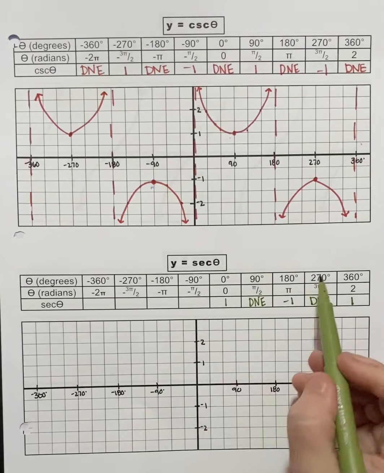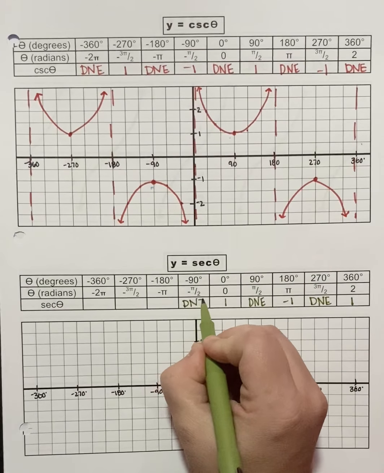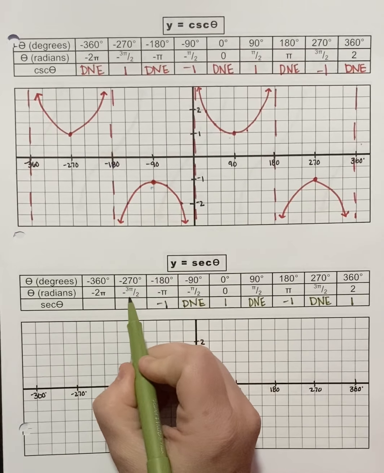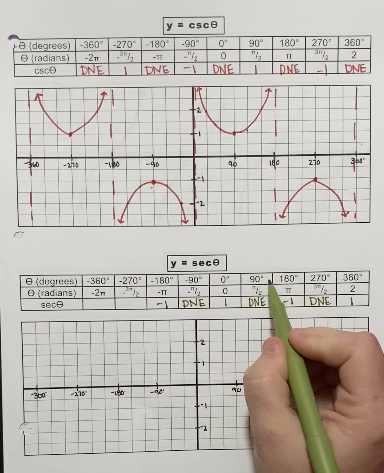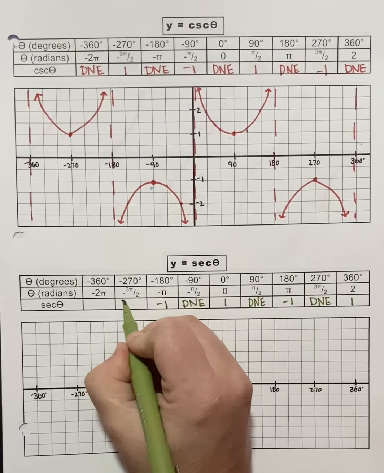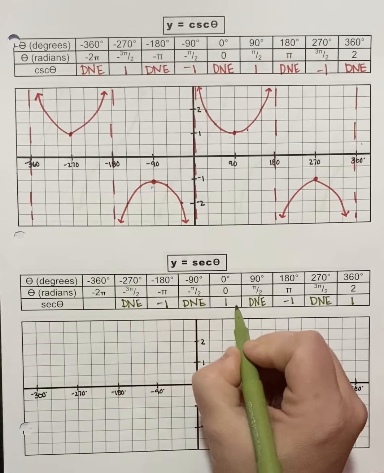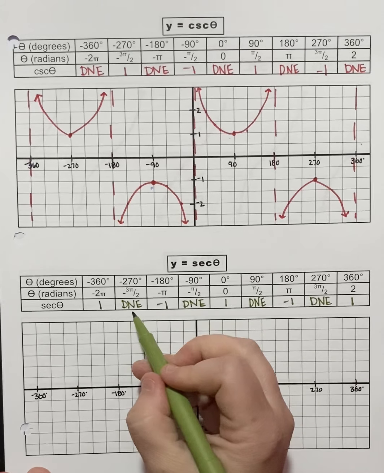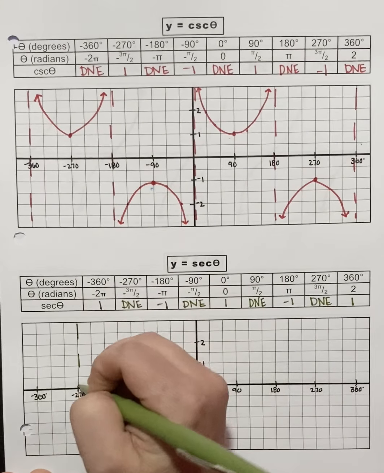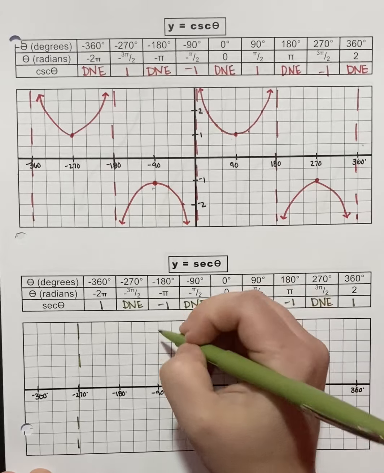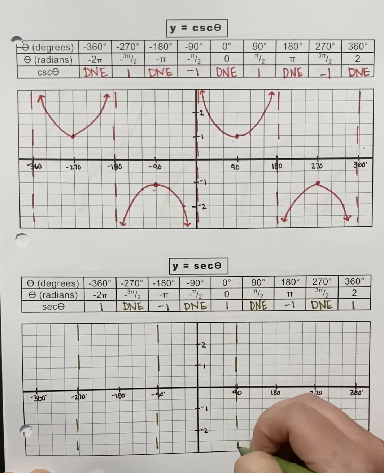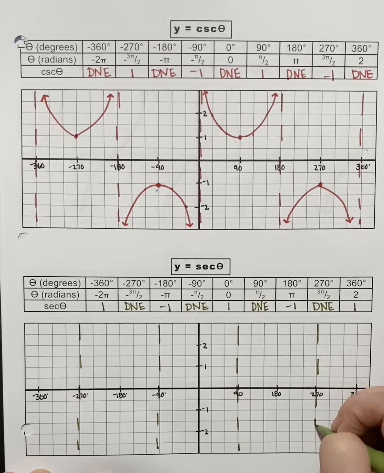All right, negative 90, same thing as 270, so that does not exist. Negative 180, same thing as positive 180, so that's negative 1. Negative 270, same thing as positive 90, which does not exist. And negative 360, the same thing as 0, which is back to 1. So anytime we see these DNEs, we've got vertical asymptotes once again. So let's start at negative 270, vertical asymptote at negative 270. Then our next one is sitting at negative 90. Then we've got one at positive 90. And then another at positive 270.